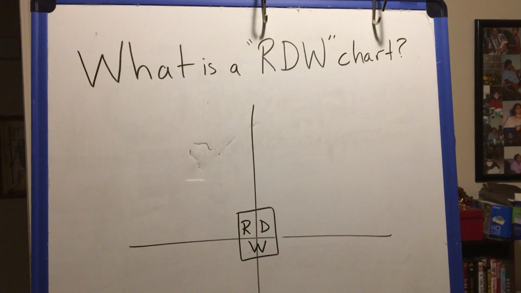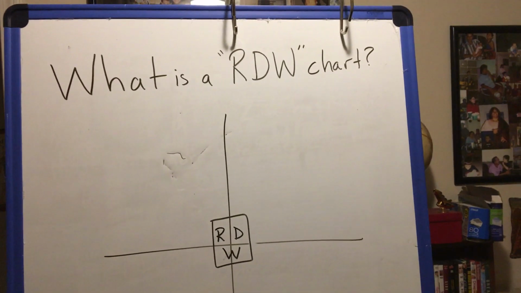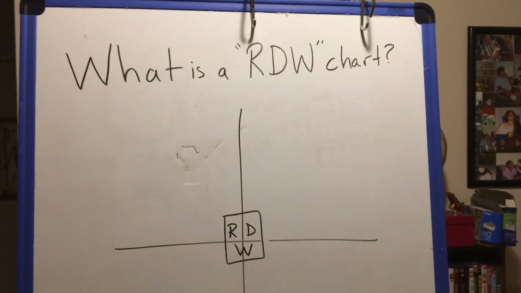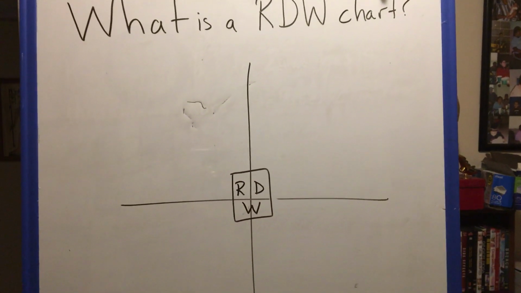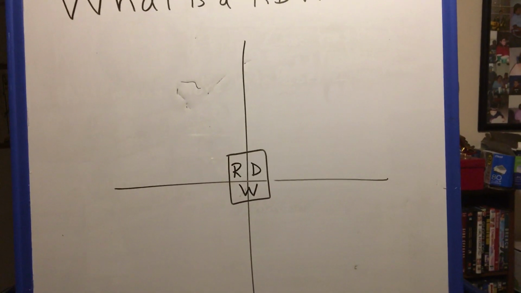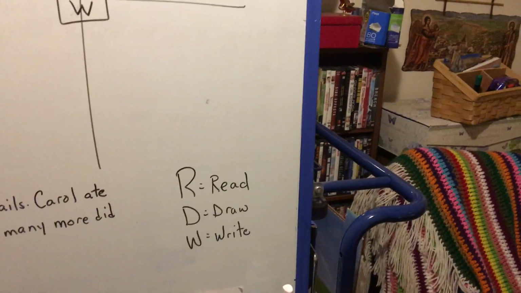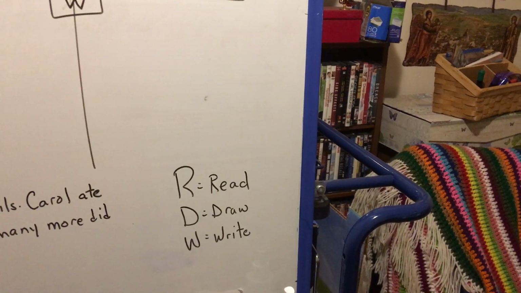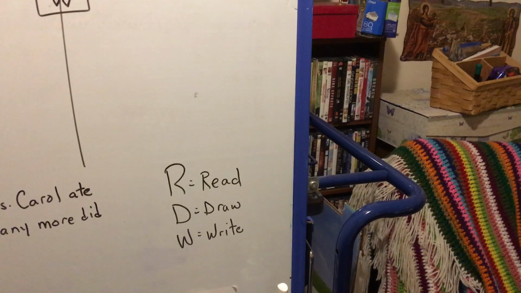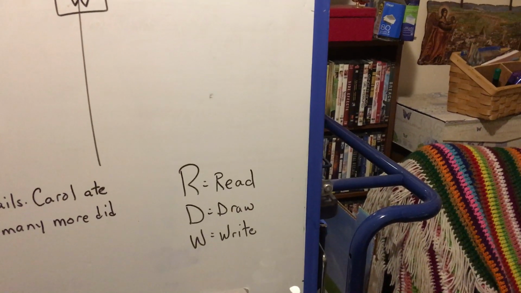Okay, we are going to be looking at what is an RDW chart? Well, look at the chart, how it's drawn. RDW right in the middle, a big old cross section. RDW stands for read, draw, write. You're going to read the problem, draw it out, and write how you're going to fix it or answer the question.